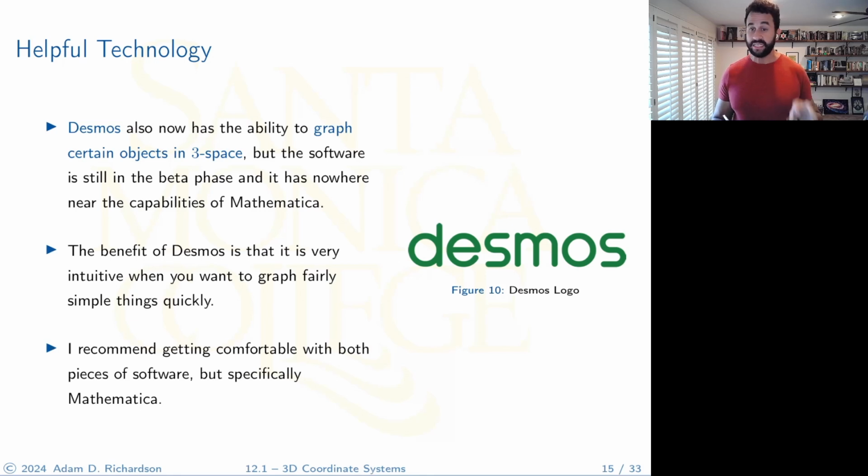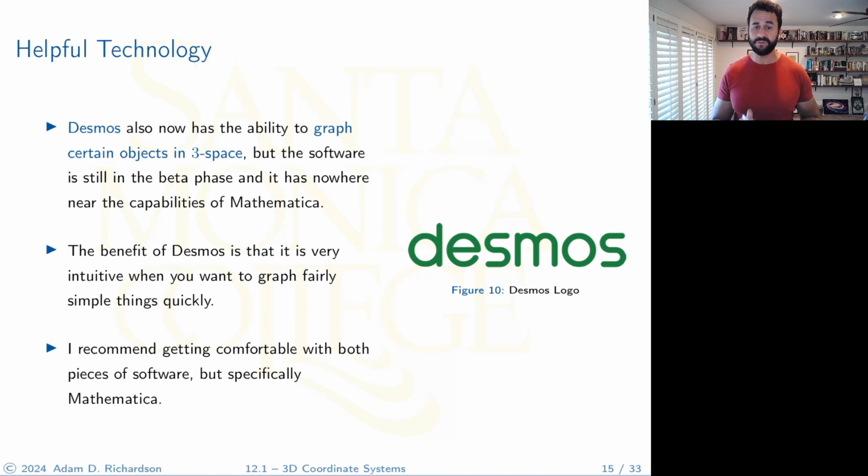It actually recently, within the last year I want to say, they upgraded their software to be able to graph certain objects in 3-dimensional space. So if you click on this link, it'll take you straight to Desmos's 3D graphing calculator. But that software is still in the beta phase. So even though it is pretty good, it is nowhere near the capabilities of what Mathematica has to offer.